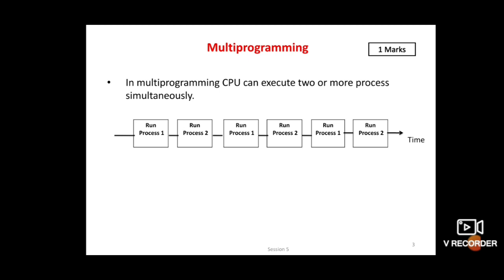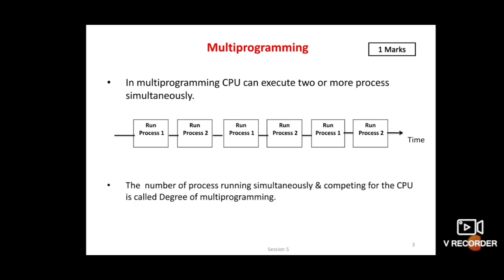So in multiprogramming, the CPU can execute process 1 and process 2 and vice versa. Sometimes process 1 will execute, or sometimes process 2 will execute, and this continues. Suppose process 1 is executing, then process 2 is waiting. If process 2 is executing, then process 1 is waiting. One thing to remember: in multiprogramming, more than one process can run simultaneously.